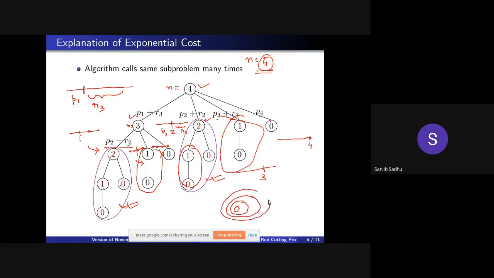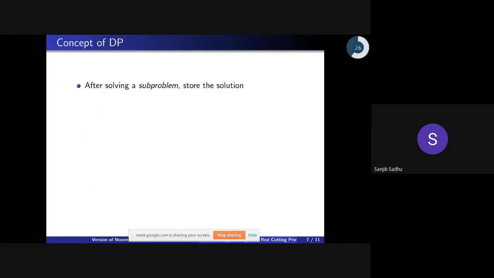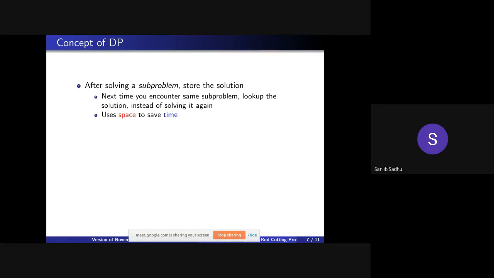In this way, you are computing. First this one, then this one, then this one, like this. So after solving a sub problem, store the solution. Next time you encounter the same sub problem, look up the table or solution, instantly solving it. But here the only drawback is it needs space. But that space is far better than the time, obviously, because you have a lot of space nowadays in your computer. Okay, so the table needs space.